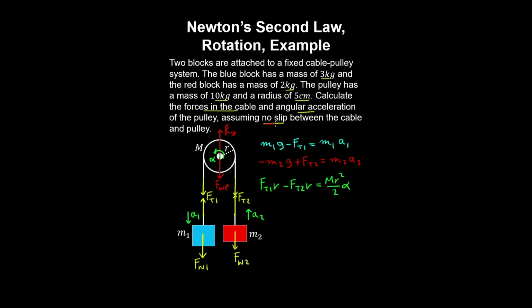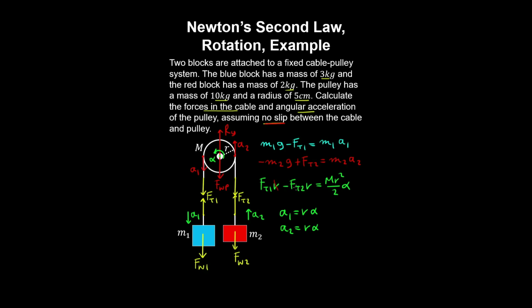And note that because there's no slip between the cable and pulley, the accelerations at these points on the pulley are the same as the accelerations of the blocks. So therefore we can relate them to the angular accelerations as follows.